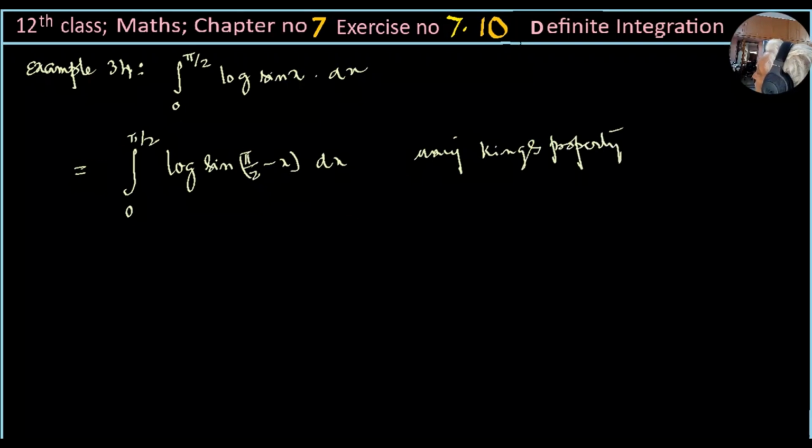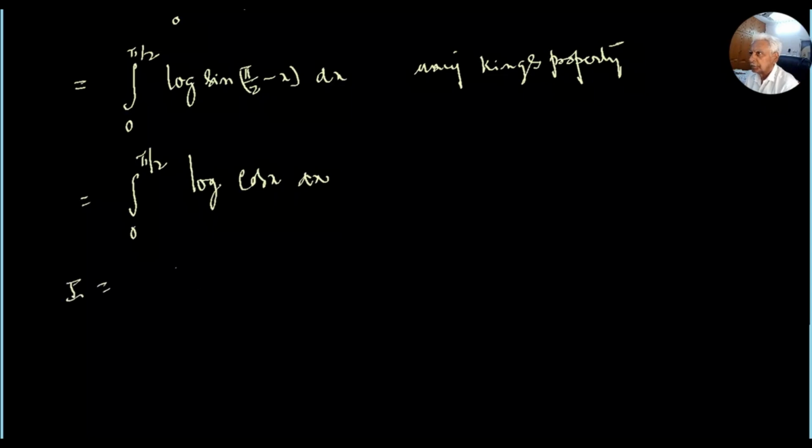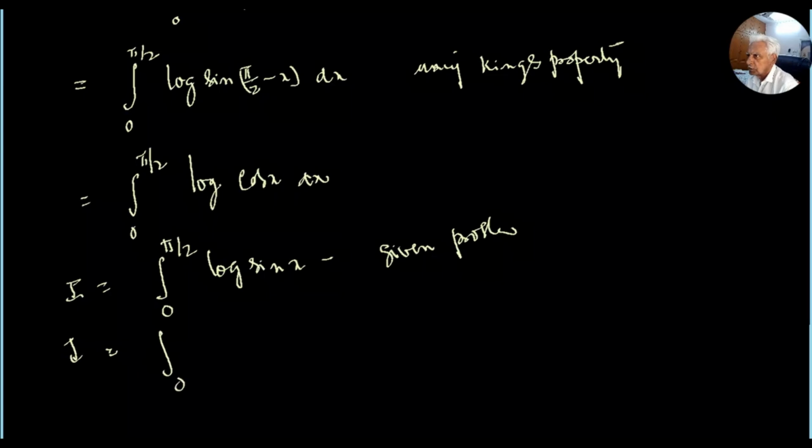King's property. So this is equal to integral from 0 to pi by 2 of log cos x. So I is integral from 0 to pi by 2 of log sin x, that is the given problem. I is equal to integral from 0 to pi by 2 of log cos x. We changed using King's rule.